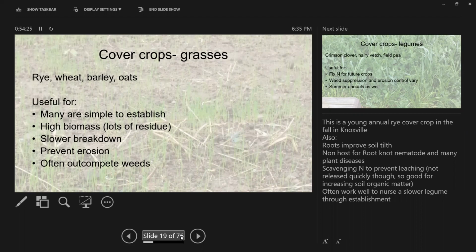So this is a young annual rye crop that we're seeing in here, that bright green. You can always recognize the annual rye. It's always a brighter green color than the fescue. But it's going to improve that soil tilth that I've mentioned. Well, it's not a host for nematodes, so nematodes are not going to want to get on this plant. I guess you could consider it a deterrent. It also scavenges nitrogen to prevent some of the leaching.